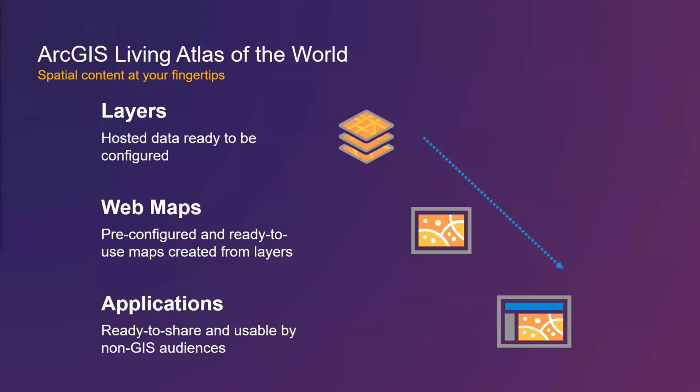And finally, there are applications. Applications provide maps and data in an easy to understand format, which can be useful when working with non-GIS audiences who just need maps and answers quickly. There are ready-to-use applications that you can quickly share out within your stories, but you can also use the layers and web maps we just discussed to create applications of your own.